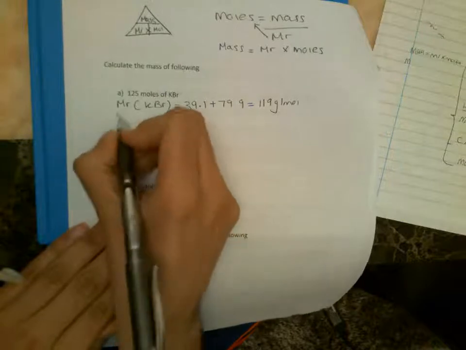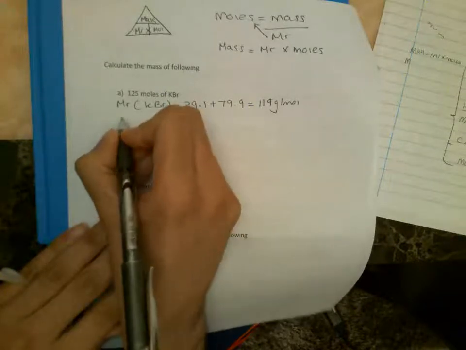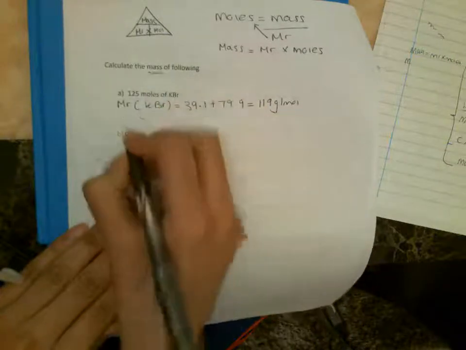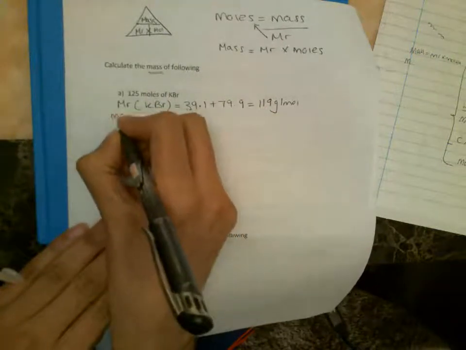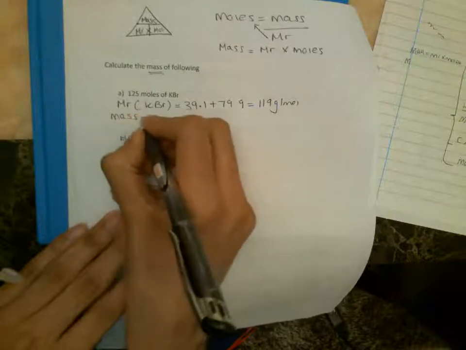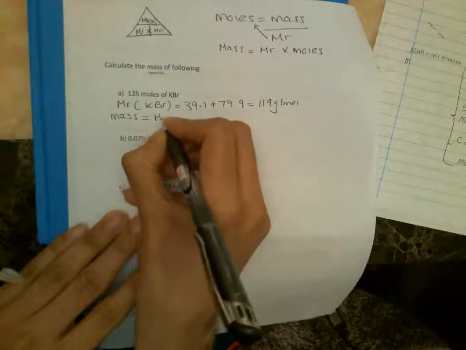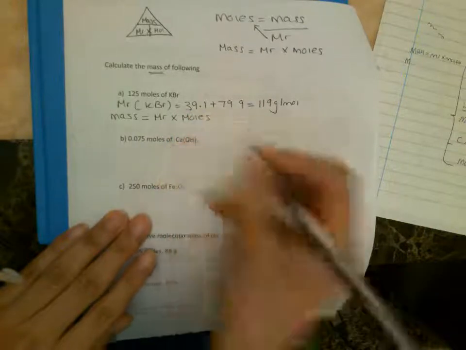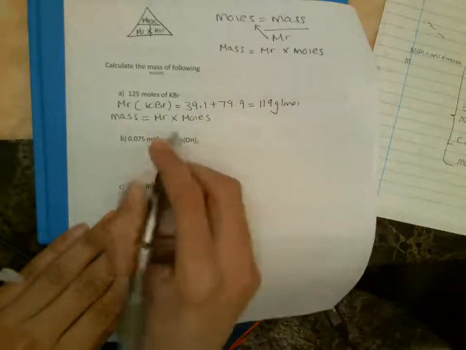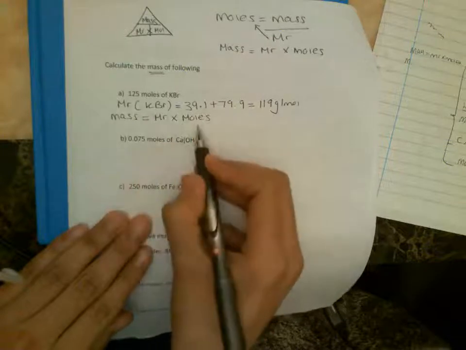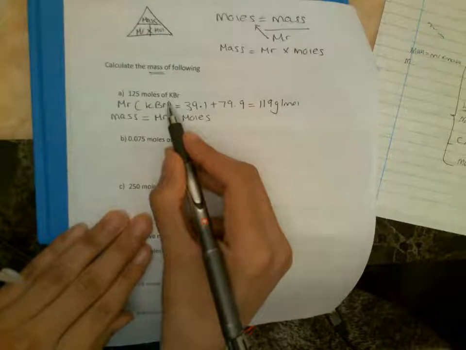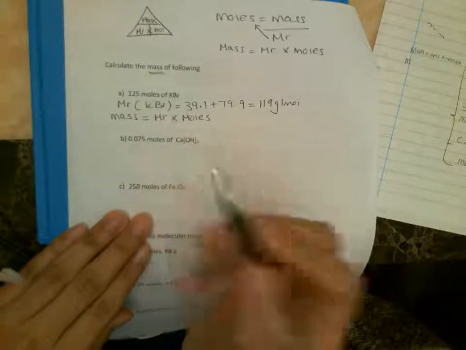Now what we can do is put down our formula that we've rearranged to make mass the subject of the formula. So mass equals MR times moles. Now we've already calculated the MR. We've got the moles. How do we know the moles? The question has told us we've got 125 moles of potassium bromide.